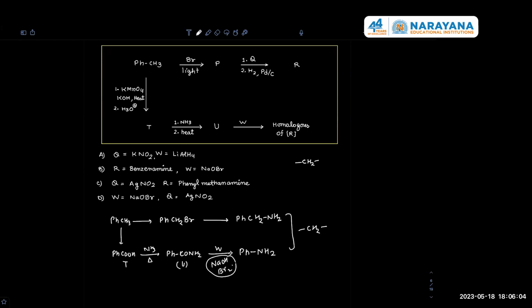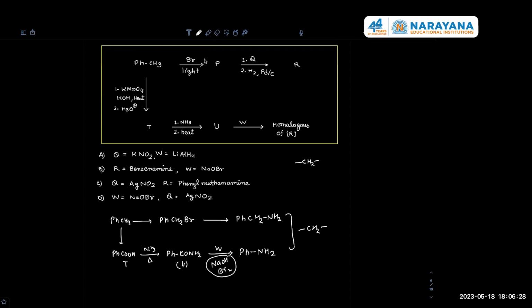Now, is that question clear to everyone? Yes, sir. So there is the trap, like students may think about the same compound, but this is the homologue, beta. Homologue must have the difference of CH2. So here in the W option, we must use the Hofmann bromamide reaction. Now, is that question clear to everyone?